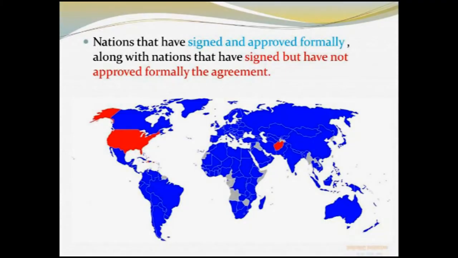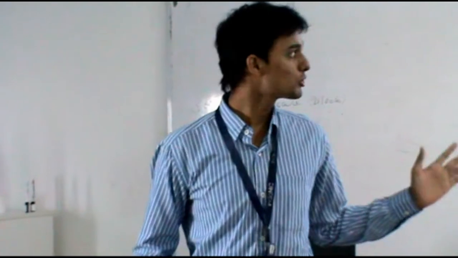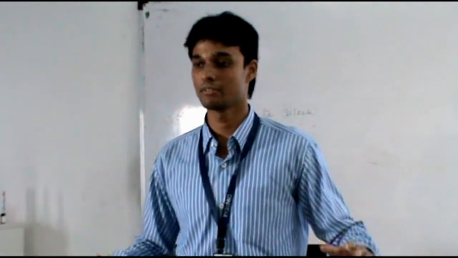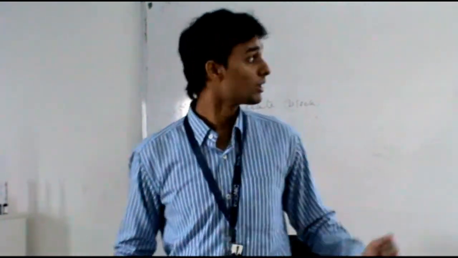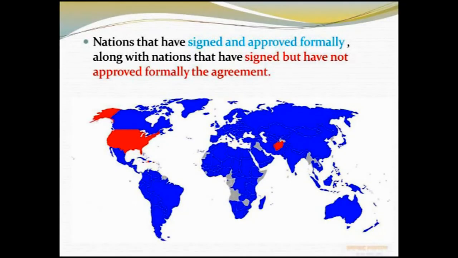This graph shows, the blue region shows the countries which have signed the e-waste norms, and the red portion shows the countries which have signed but are not practically implementing the e-waste regulation in their nations. And these are mostly Britain and the English-speaking countries.